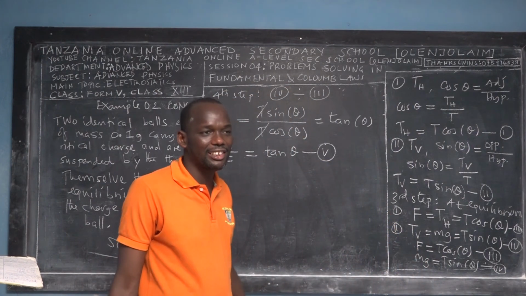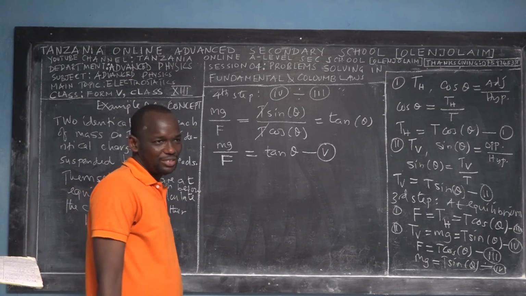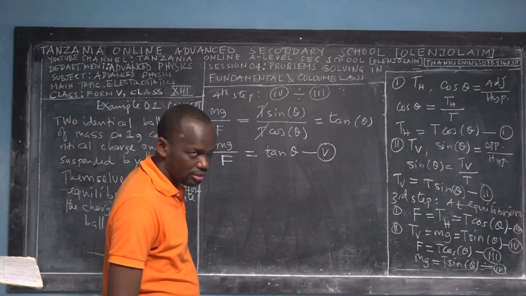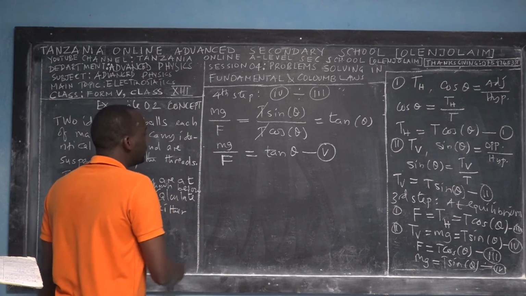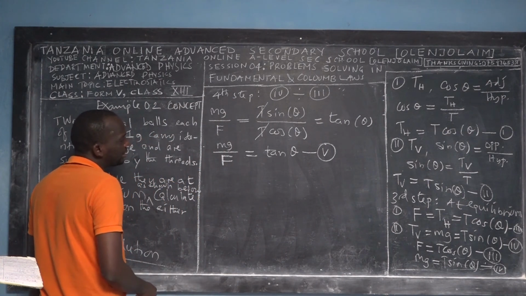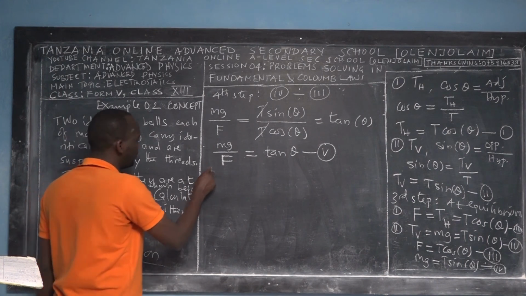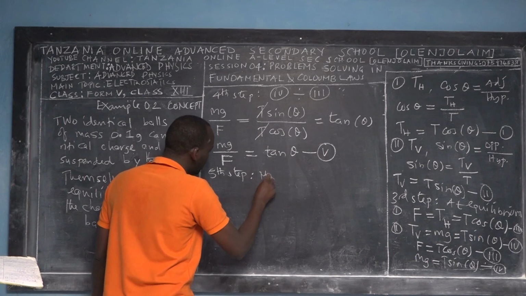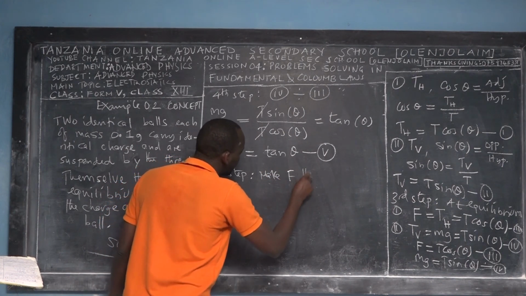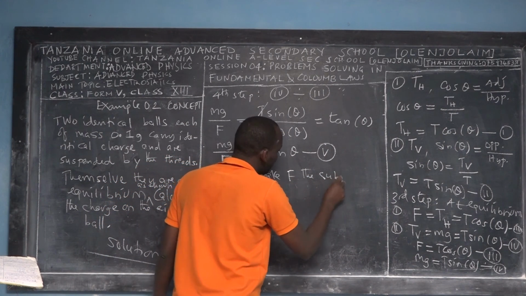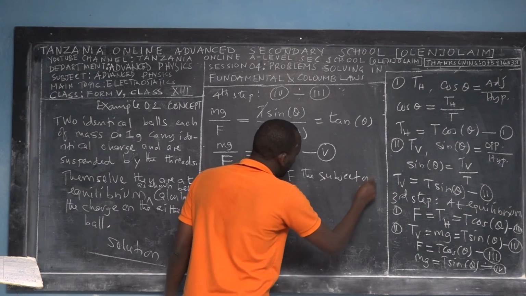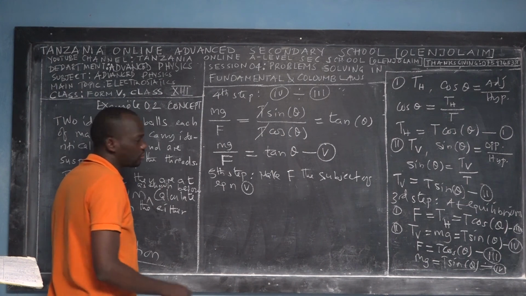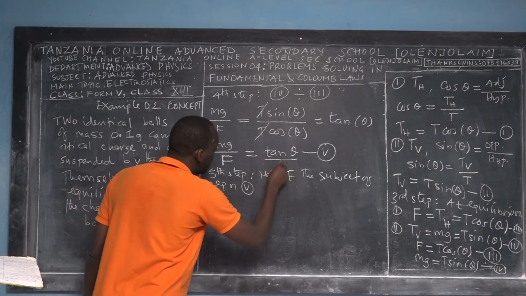Then we get the electrostatic force of repulsion. So we go back to Coulomb's mathematical equation. So we go for the physics tape. Now we make F the subject of equation 5. So this is tan theta over 1.